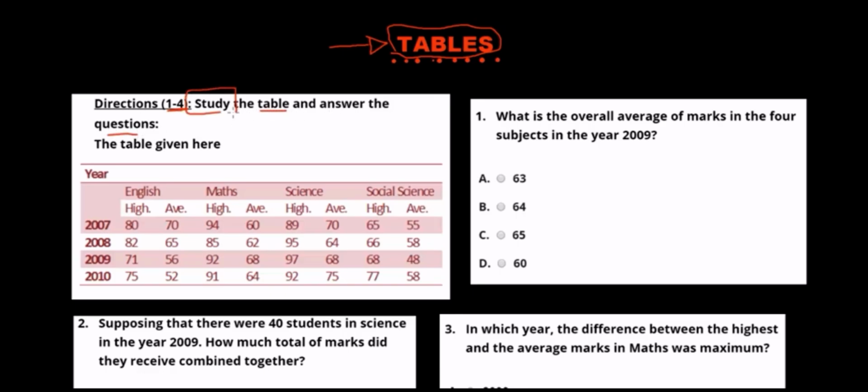There's a reason they said study the table, because it has to be studied, and there's something we need to understand over here. According to the table, something is specifying the years, probably 2007, 8, 9, and 10. Then they are representing subjects: English, math, science, and social studies. So we've got 4 subjects and 4 years. And then they are representing some more information.